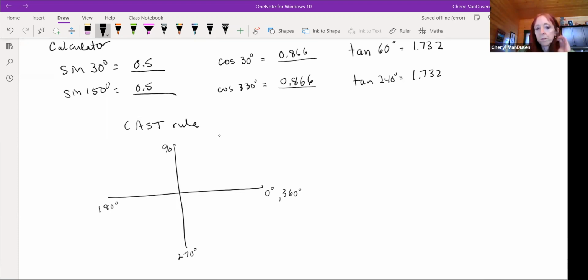If we go and do, say, the sine of 30 and the sine of 150, let me show you why the answer turns out to be 0.5 in both places, and then flush out the cast rule from there. So if we're going to draw a triangle with 30 degrees, it doesn't matter how perfect your drawing is, just get it in the right quadrant. So 30 degrees looks approximately like that.